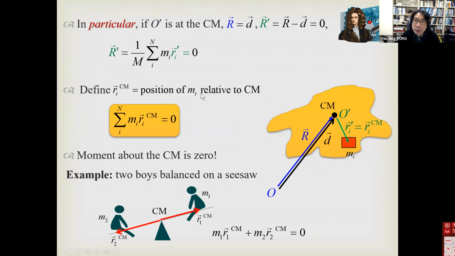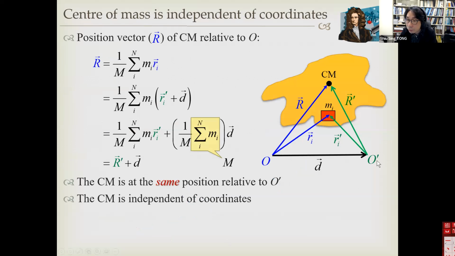Now let's take a particular case. In particular, if I put the new coordinate origin O prime to be exactly at the position of the center of mass, then the vector R prime will be 0, right? Now, R prime is the position of the center of mass relative to the origin O prime. If I now choose my O prime such that it coincides with the CM, R prime will be 0.